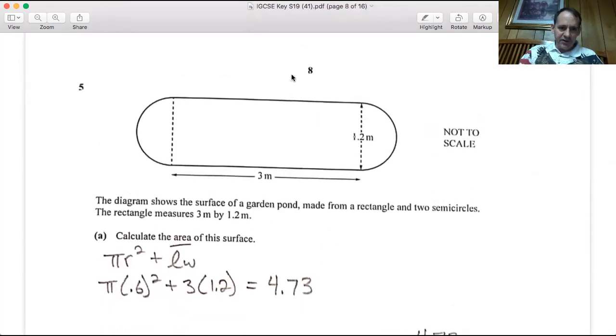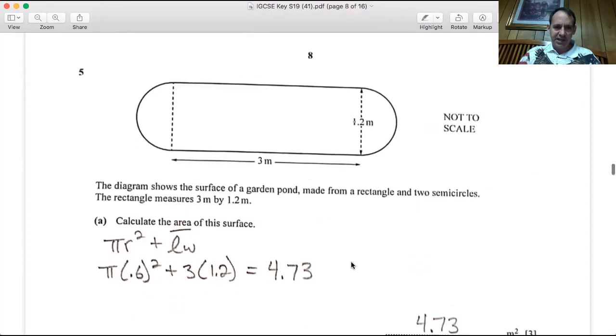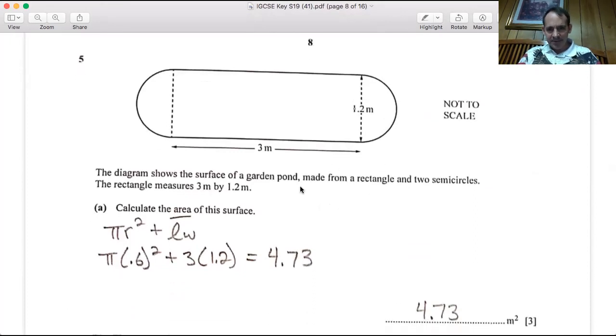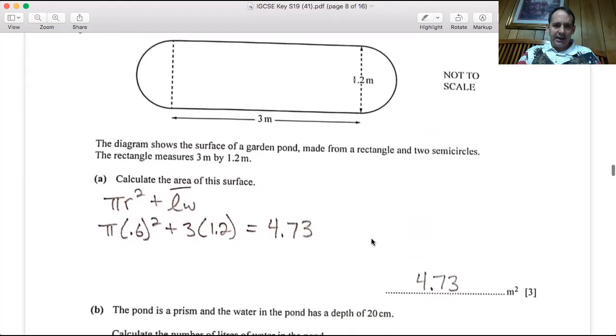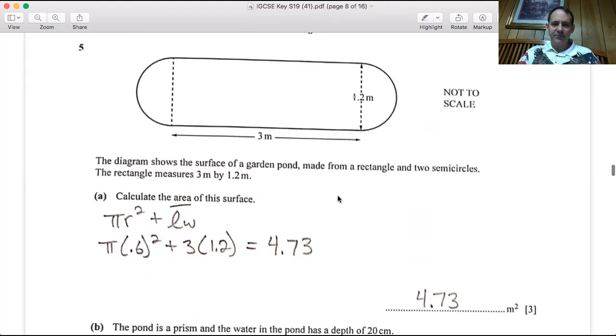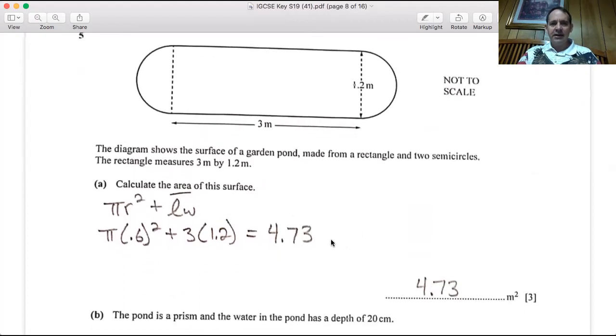Now we have this kind of racetrack looking shape. Although it's a garden pond, looks to me like a racetrack, but it's the surface of a garden pond made from a rectangle and 2 semicircles. So the rectangle measures 3 meters by 1.2, and it wants us to calculate the area of the surface. So the area of this, we have 2 semicircles, so the 2 semicircles put together make a complete circle. So that's pi r squared for the area. Then our rectangle is just length times width.